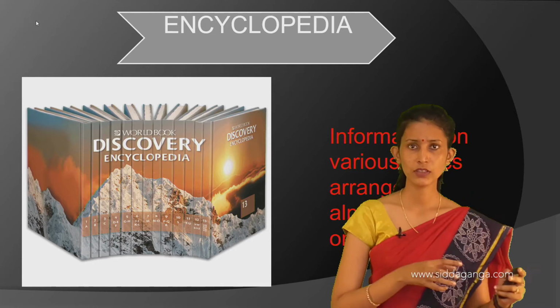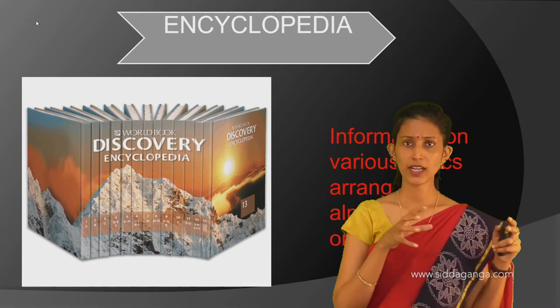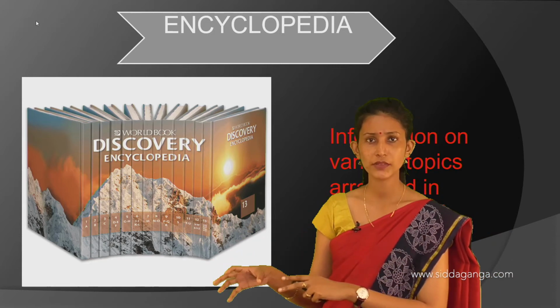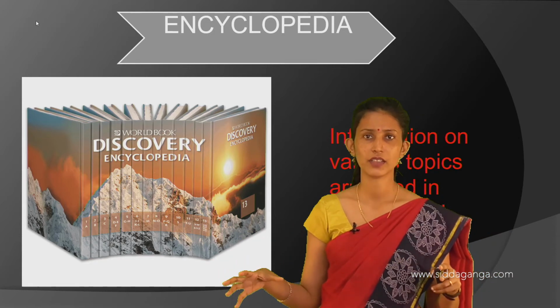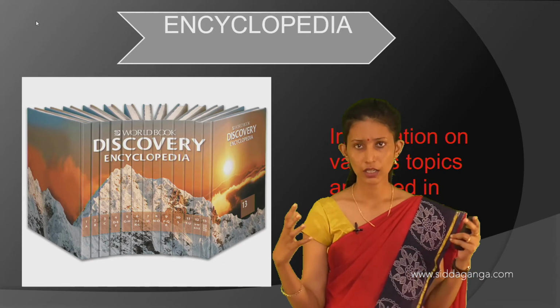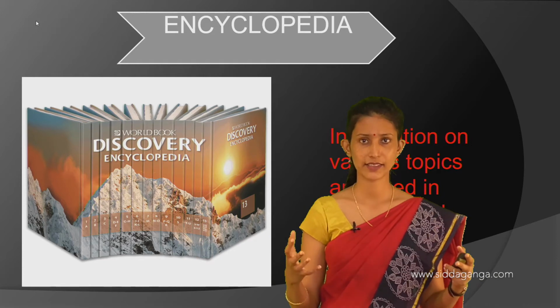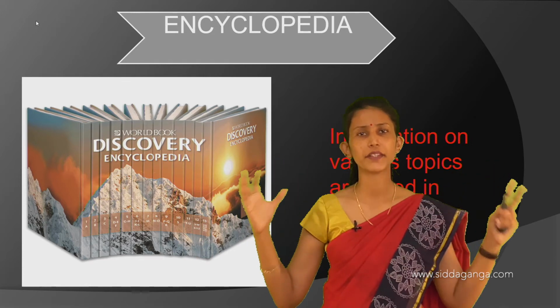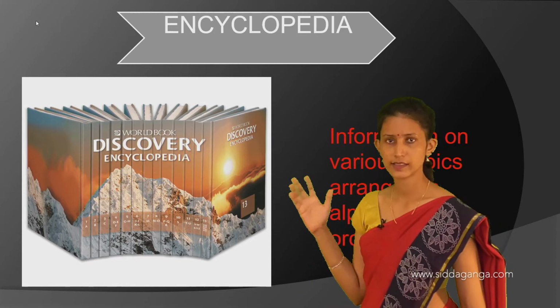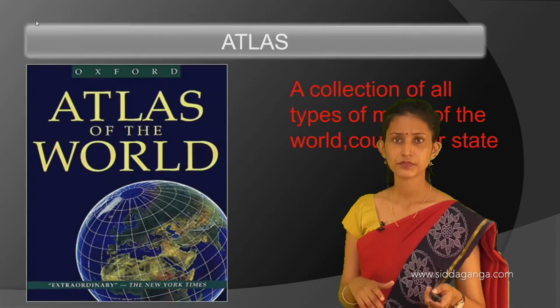With relation to food, again information is given. What are carbohydrates, what are proteins, what are vitamins, minerals, alright, it's given. If you have to figure out about certain historical places, again it is given. So it contains a lot of information together, which is arranged in alphabetical order, and that is an encyclopedia.